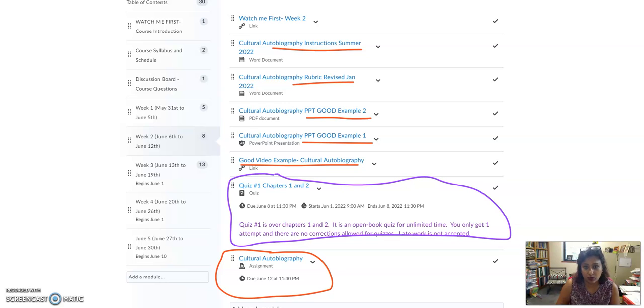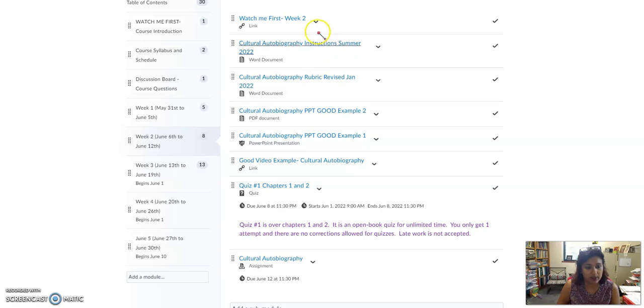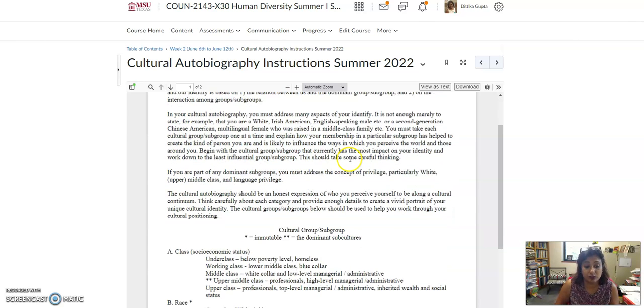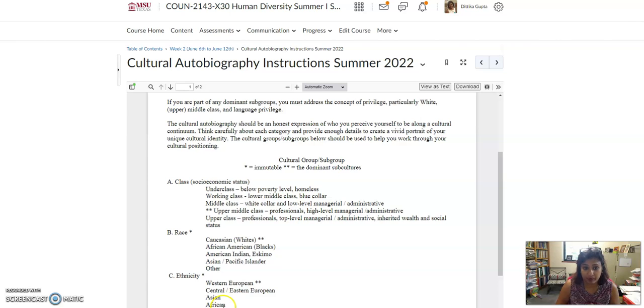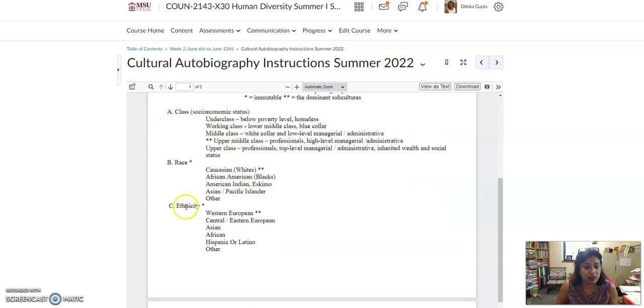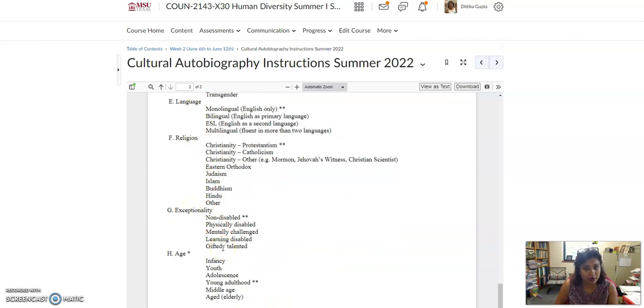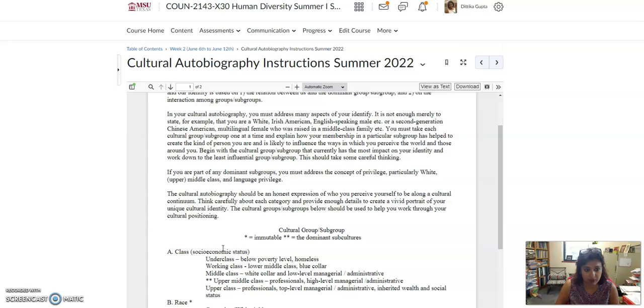So you have your cultural autobiography here. Let's look at what that means. What are we doing in the cultural autobiography? Basically, you are looking at how your identity is influenced by the various groups or subgroups that you have. How do you perceive yourself on the cultural continuum? How do you think about yourself with your class, race, ethnicity, gender, language, religion? Each one of these has to be answered because each one of these has points on your rubric, which I'll show you in just a minute.